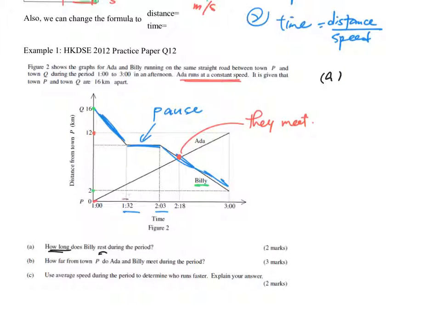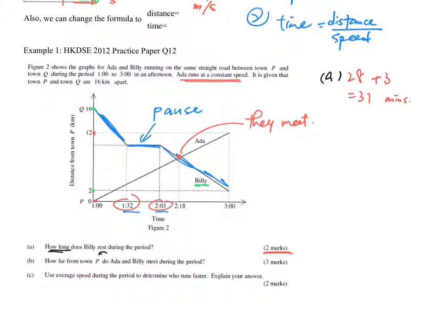It is from 1:32 to 2:03. You may write simple steps like 1:32 to 2 o'clock is 28 minutes, and then 2 o'clock to 2:03 is 3 minutes, so totally 31 minutes. It's not suggested to write the answer directly because the question is worth 2 marks. It will be safer for you to write down a step and also an answer.